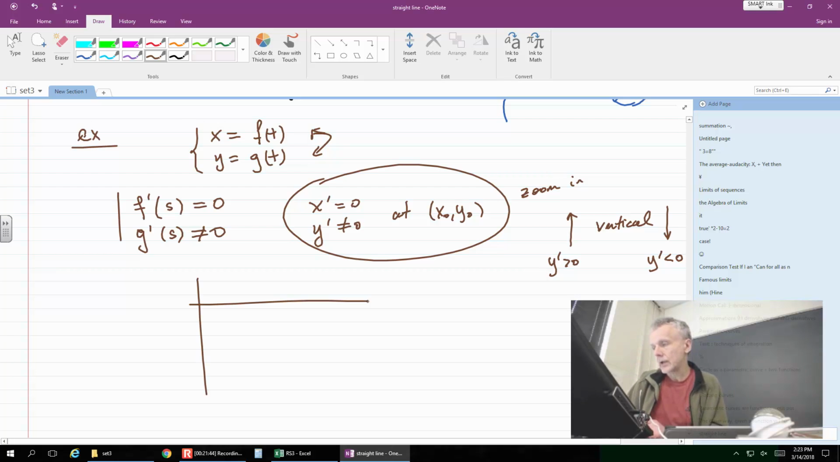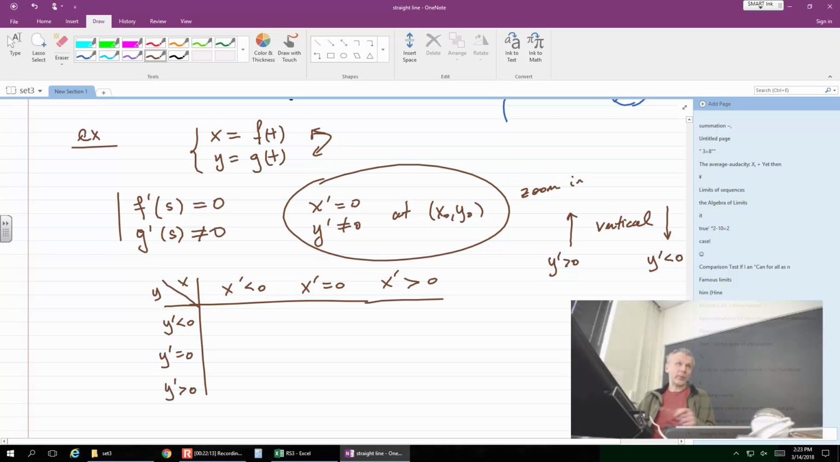Let me try it. So I will have x variable horizontal, y vertical, and then I will be looking at the derivatives of x and y separately. And once again, they exist separately. That's why every combination of x prime, y prime is possible. And I will look at x prime negative, x prime equal to 0, x prime positive. Okay, and then I have y prime negative, y prime 0, y prime positive. So I have 9 possibilities. The one we just looked at, we had 2.